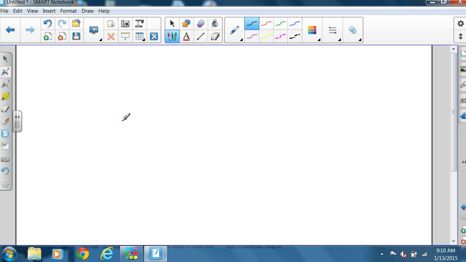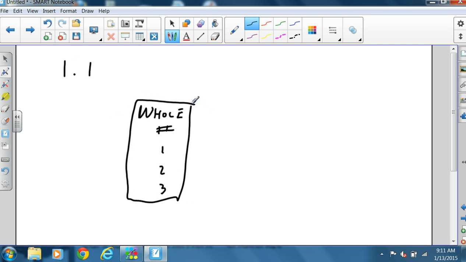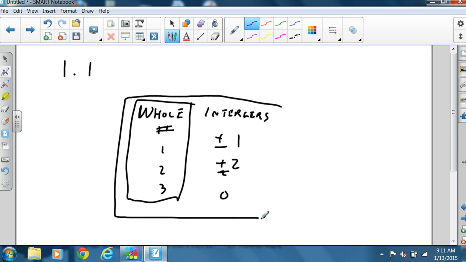Okay, in section 1.1 we find that we have whole numbers, and whole numbers are 1, 2, 3. Whole numbers are not negative, whole numbers are not 0. We have integers, if I spelled integers right, which I probably didn't. Okay, excellent. So plus or minus 1, plus or minus 2, all the negative numbers, and 0 is also an integer. And all the whole numbers are also integers.